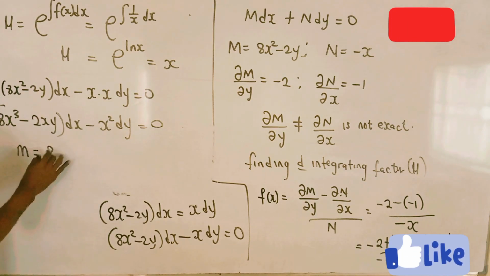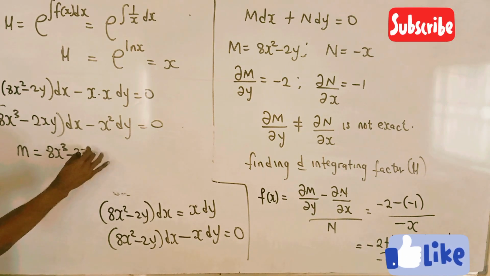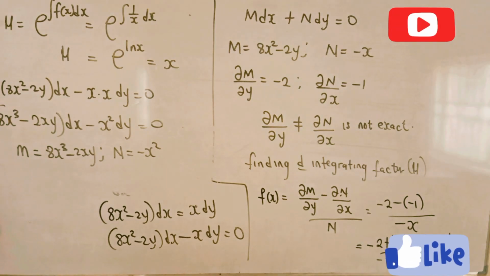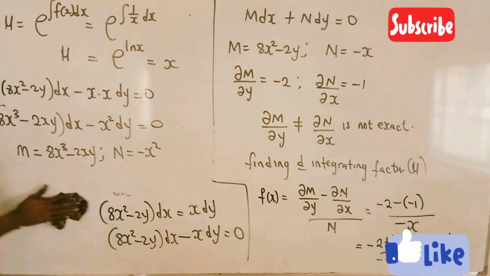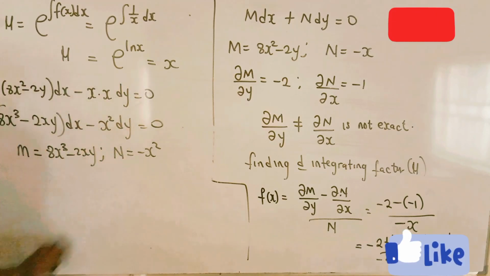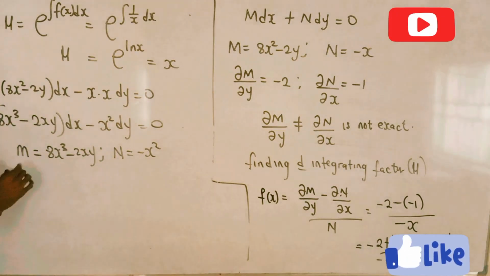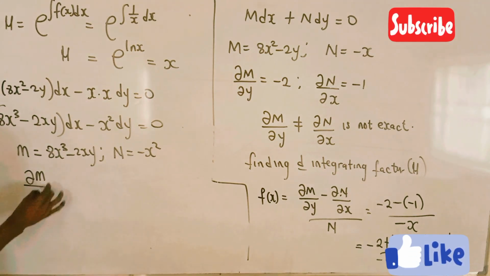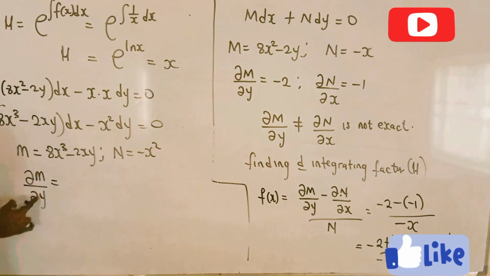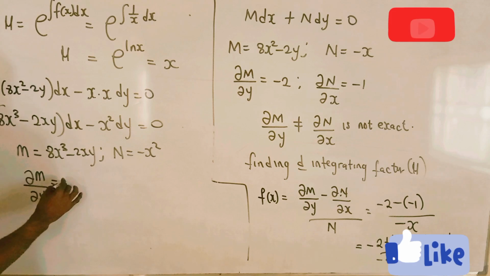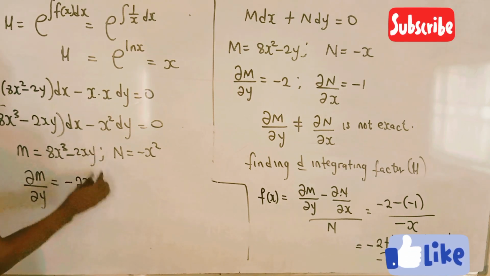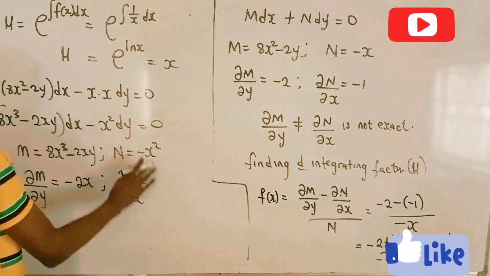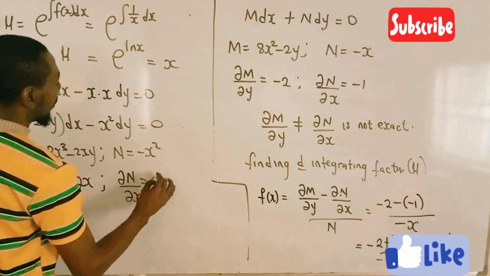M is equal to 8x cubed minus 2xy, and n is equal to minus x squared. Okay, so we're going to differentiate partially with respect to x here, and with respect to y here. This is x variable, we're differentiating with respect to y, so this is constant. We have minus 2x with respect to y, and partial differentiation of n with respect to x here. Differentiating minus x squared will give us minus 2x.